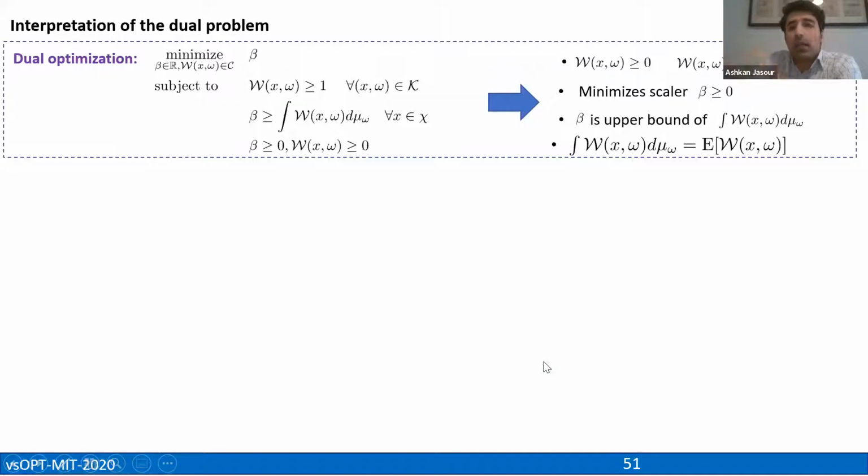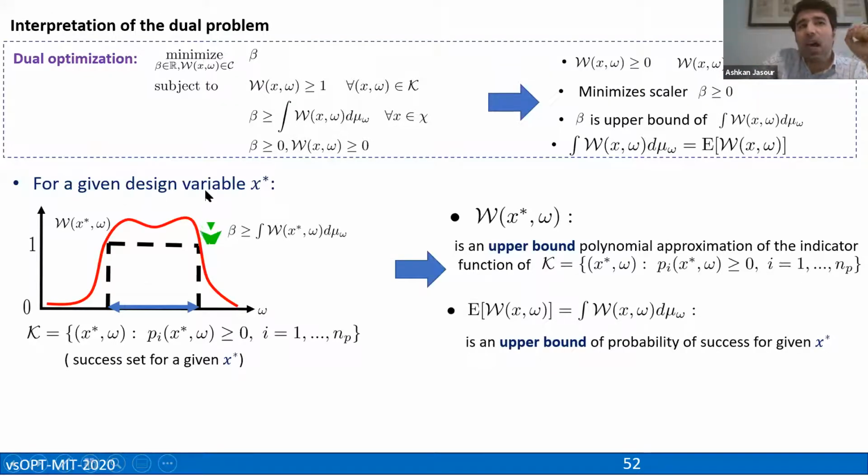For a given design variable x star, this obtained polynomial W is going to be an upper bound polynomial approximation of the indicator function of the success set for the given design parameter x star. And why is that? Because W is greater than 1 inside the set, and it is non-negative. We are minimizing beta. Beta is the upper bound of this integral. So by doing so, we are pushing this polynomial toward the indicator function of our success set.